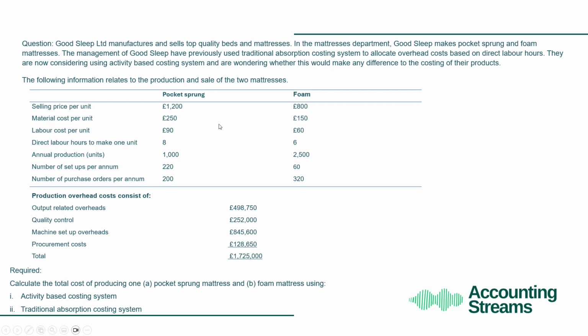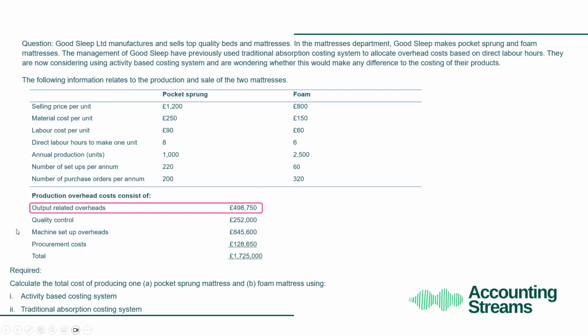We're given material cost and labor cost. So material cost and labor cost here will be the direct cost. The issue here is how we allocate the indirect production overheads to the cost objects. Okay, so if we're using activity-based costing system, how do we do this? How much of 1,725,000 should be allocated to making pocket sprung mattresses, and how much of this amount should be allocated to making foam mattresses in a year?